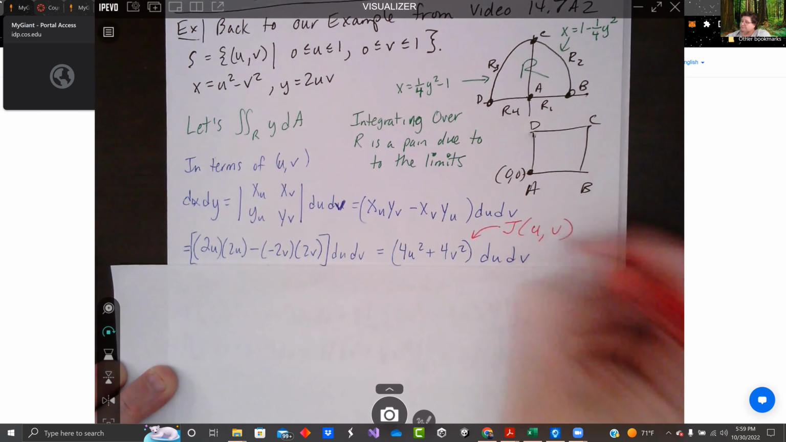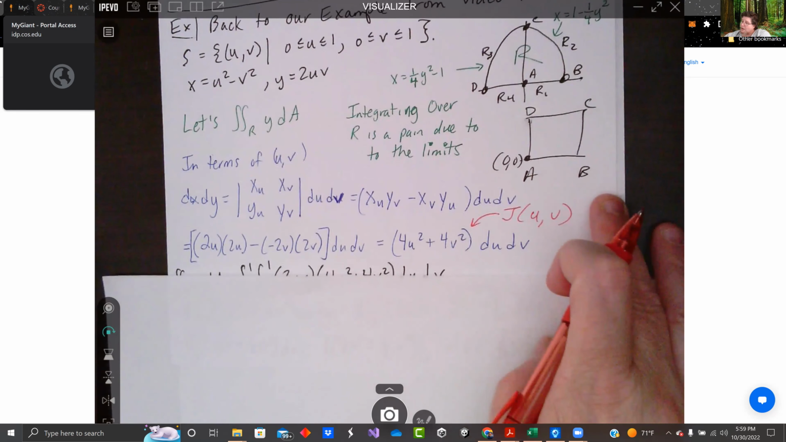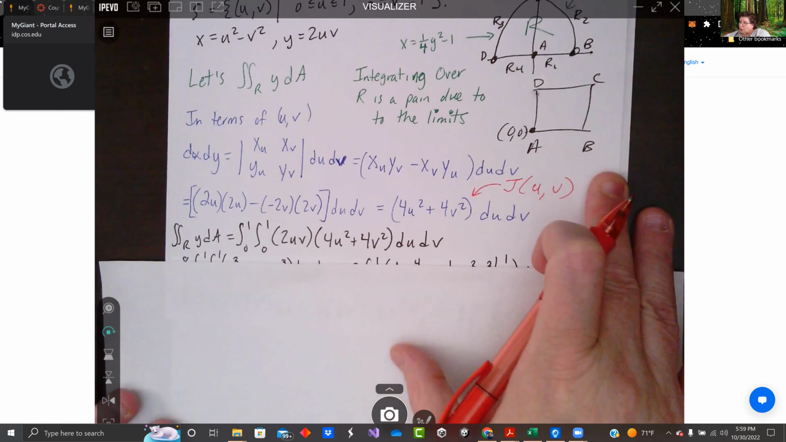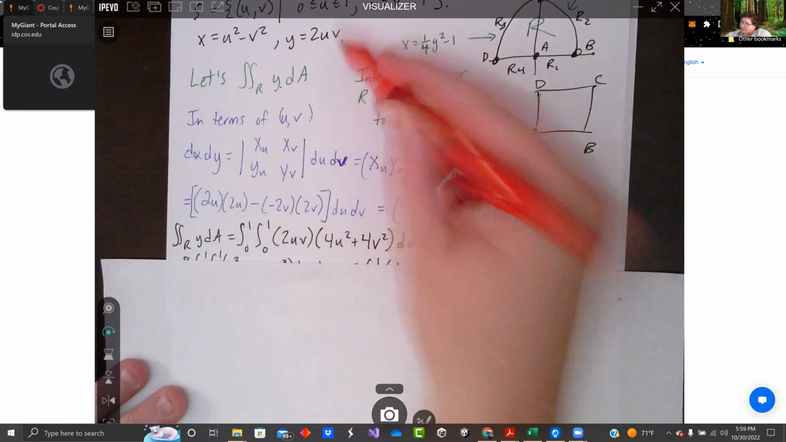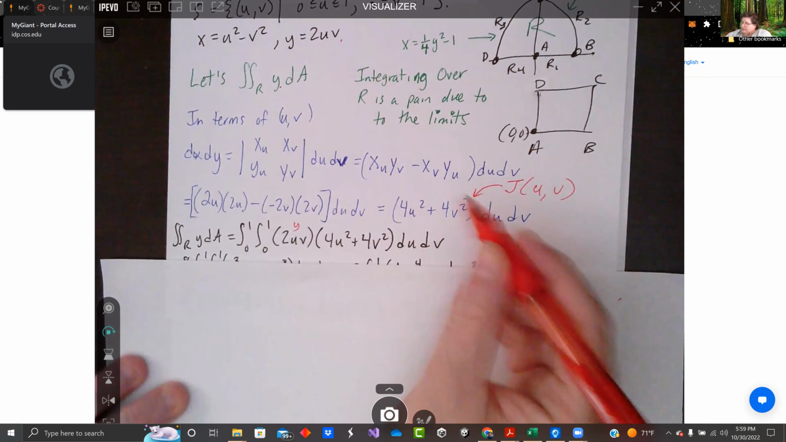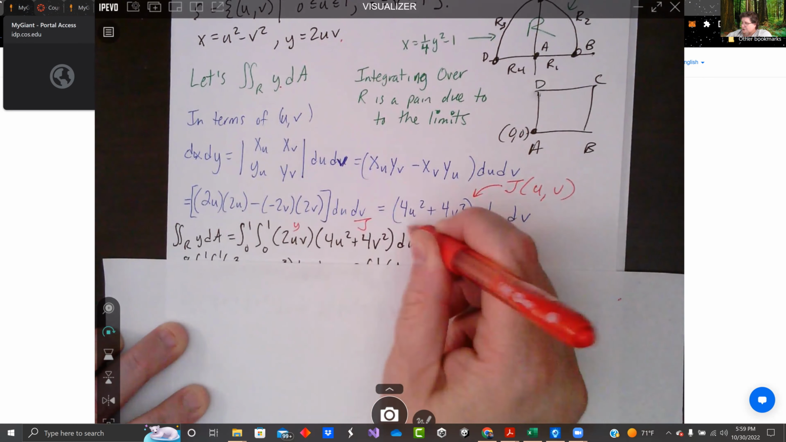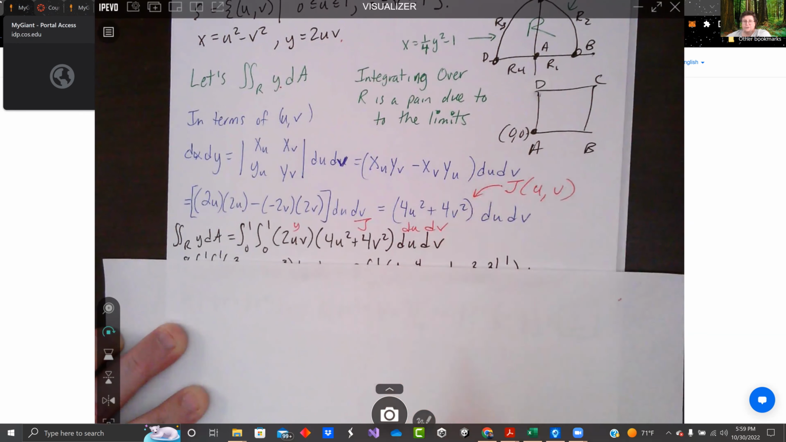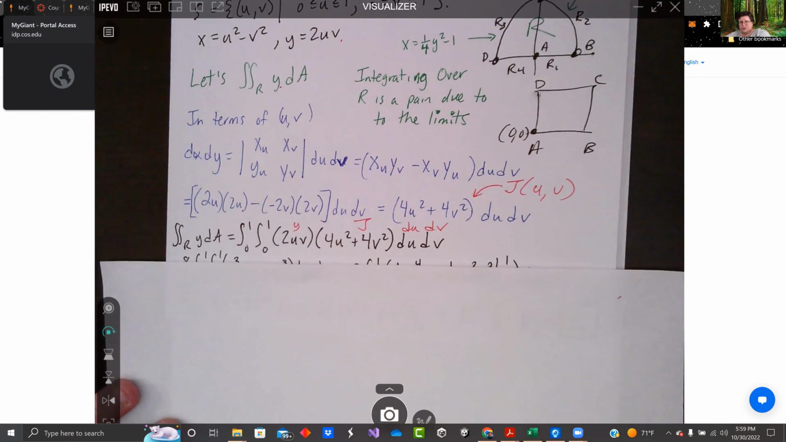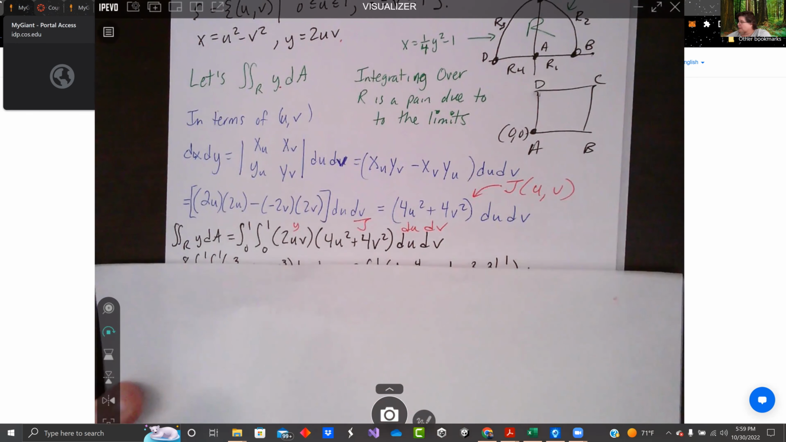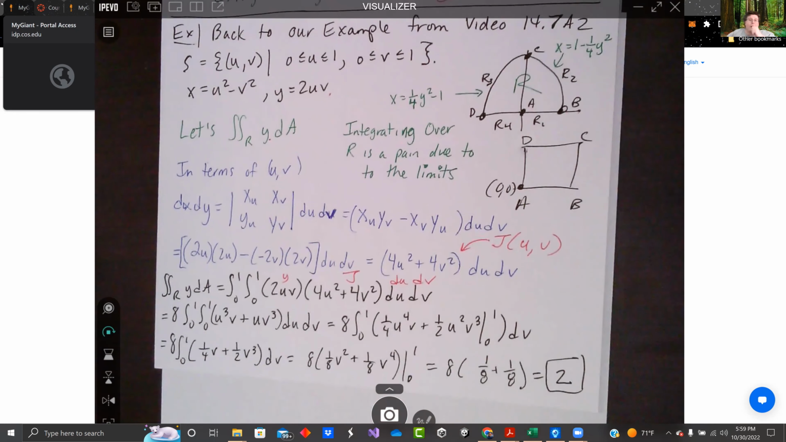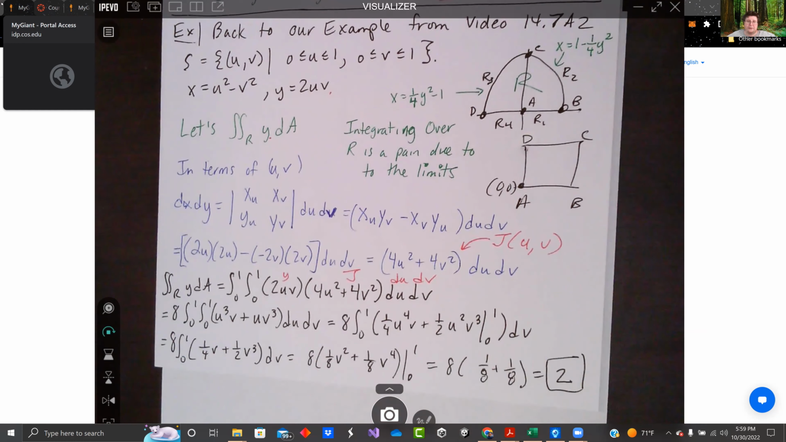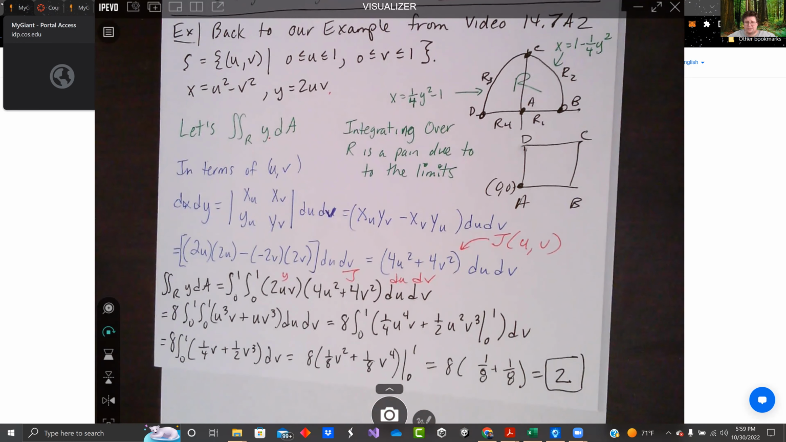J of u and v. So we're doing the integral of y. y was 2uv. So that's my y. This is my Jacobian, and this is our new coordinate system, du and dv. We're just going from 0 to 1 on both of them. Simple little limits of integration. You can go ahead and pause the video if you want to chug through it, but you should get 2.